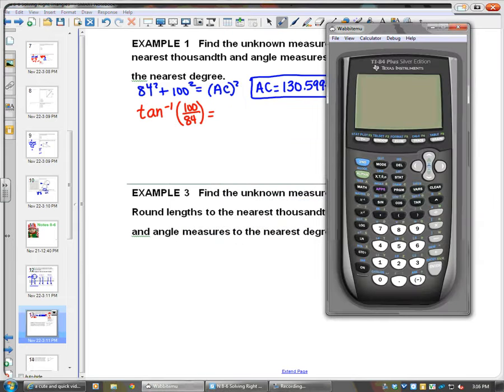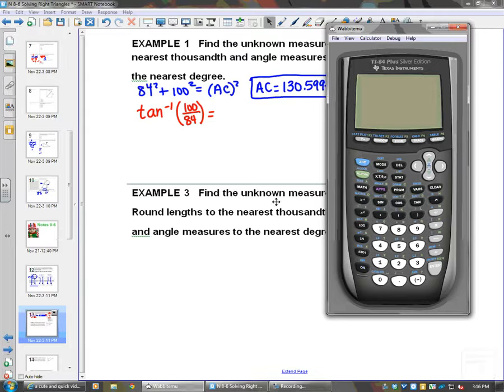Okay. The inverse tangent, and again, please remember to put your calculator in degree mode. So that's the first thing I'm going to do here. Remember, you go to mode, scroll down, highlight degree and hit enter. In inverse tangent, you have to hit the second button, that blue button up at the top left, and then you just hit tangent. The tangent button will give you tangent inverse. Okay, and then we type in our numbers. So 100 divided by 84. Close those parentheses and hit enter.